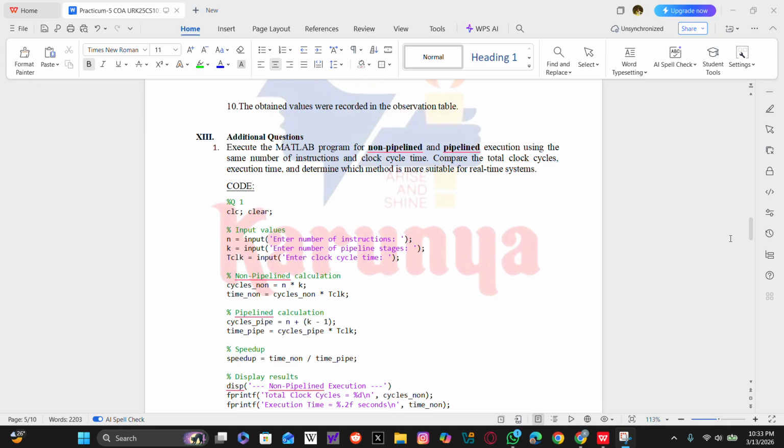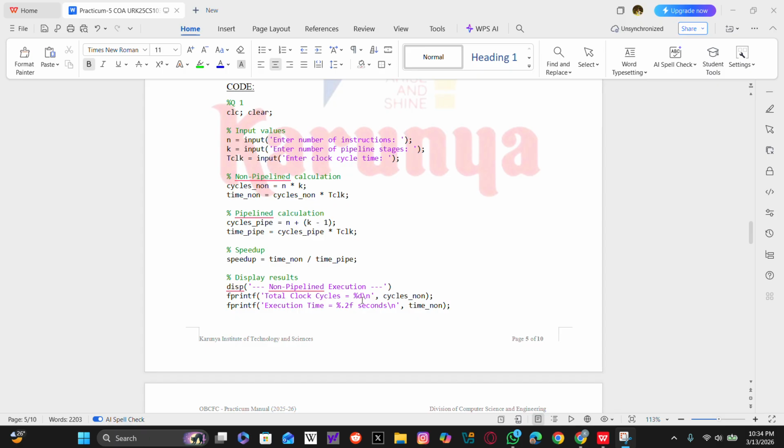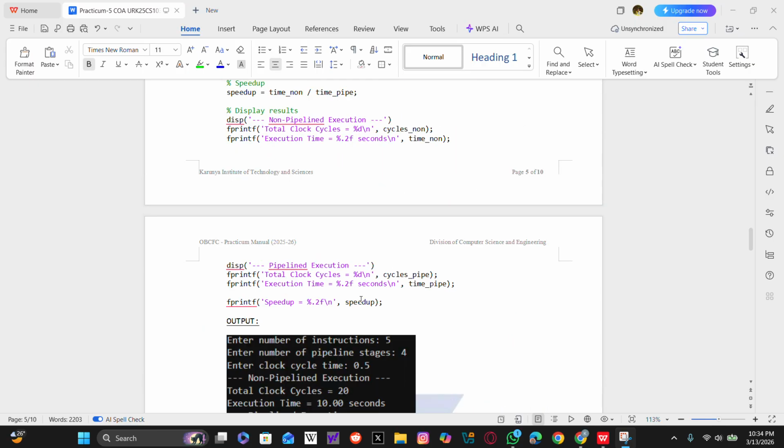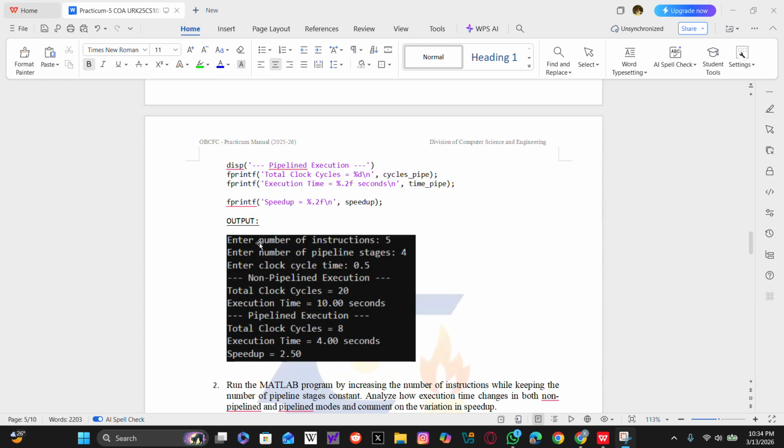We are taking the two values from here and here, time non divided by time pipe, and onto displaying the results. We are displaying the non-pipeline execution. After that, we are printing out the total clock cycles, and after that the execution time. For the pipeline execution, we are printing out the total clock cycles, and similarly the execution time. After that, we are printing out the speed up. So let us dive into the output.